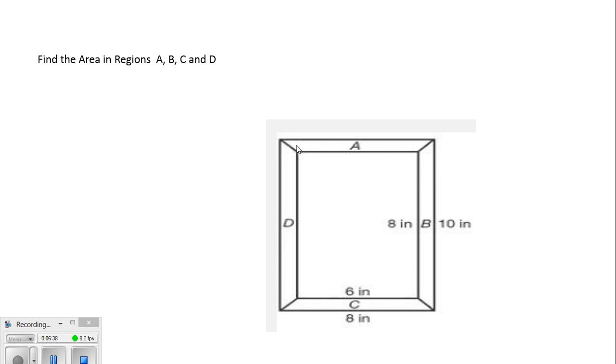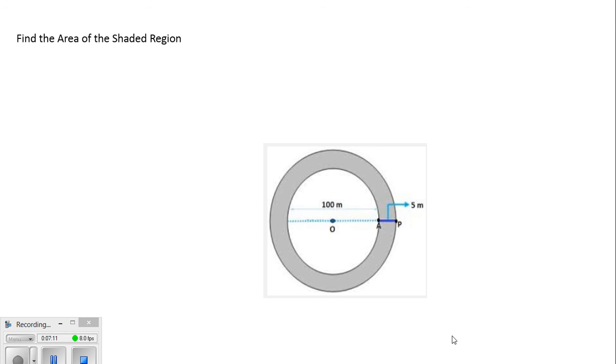That area is basically the area that is outside of this smaller rectangle, which measures 6 by 8, and inside of the larger rectangle, which measures 8 by 10. So basically, the area in the regions is the difference of the two areas. Take the area of the large rectangle, 8 by 10, subtract from it the area of the small rectangle, 6 by 8, and there you have it.